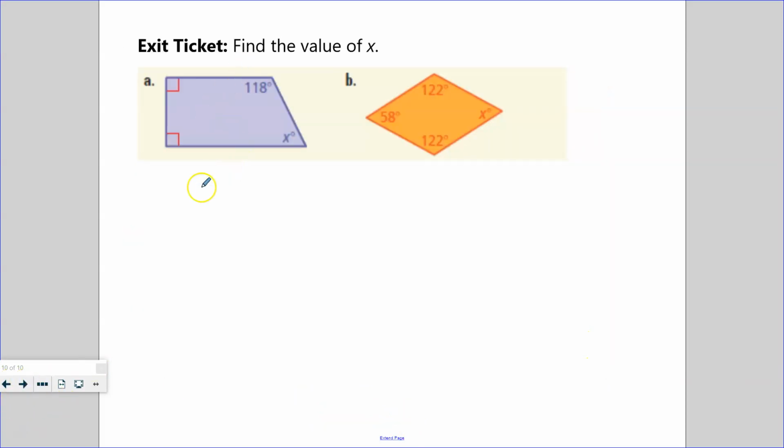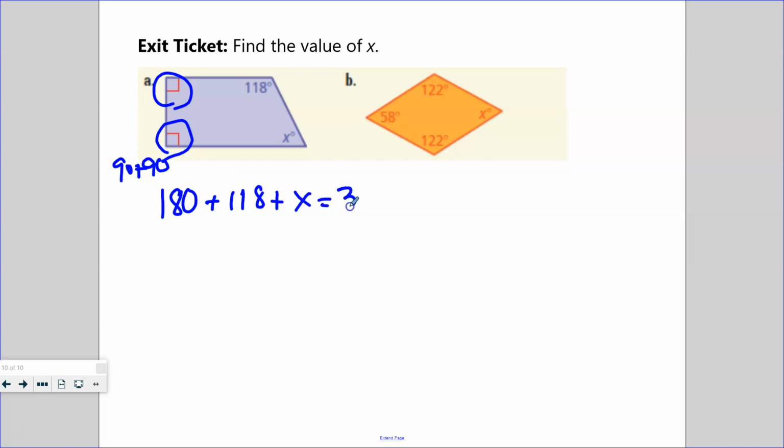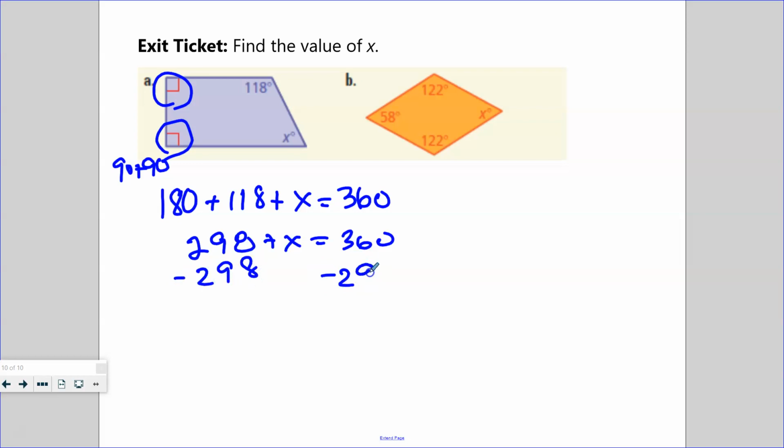All right, last thing to do is a couple more exit tickets. So pause if you'd like to do it on your own and check your answers afterwards. So I see I have two 90-degree angles. I'm just going to say that those are 180 together. 90 plus 90 plus 118 plus x equals 360. So we have 298 plus x equals 360, minus 298, minus 298, and we have x equals 62.